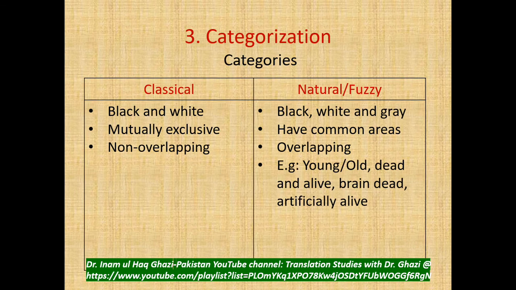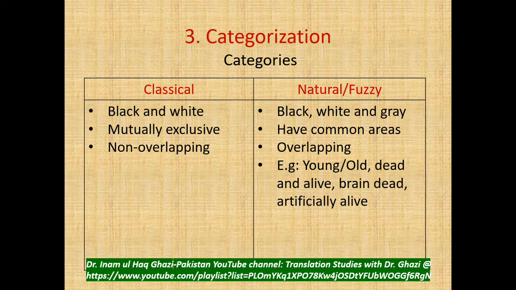Two types of categorization are available. One is classical categorization, where there is a distinct line between left and right, or A and B, black and white. This categorization is mutually exclusive.